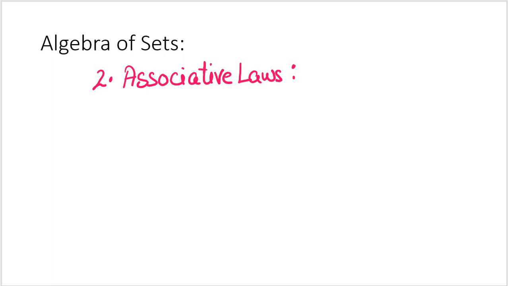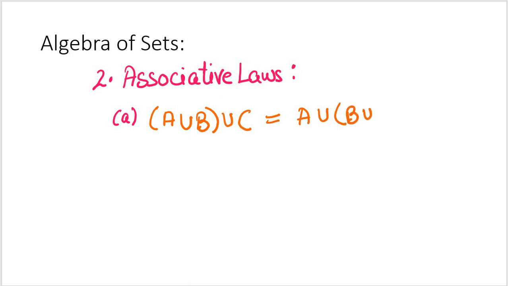So what it says is, suppose I have a set A union B union C, this will be equal to A union B union C. So it's nothing but it is giving us the idea about associativity, which everyone is familiar with.